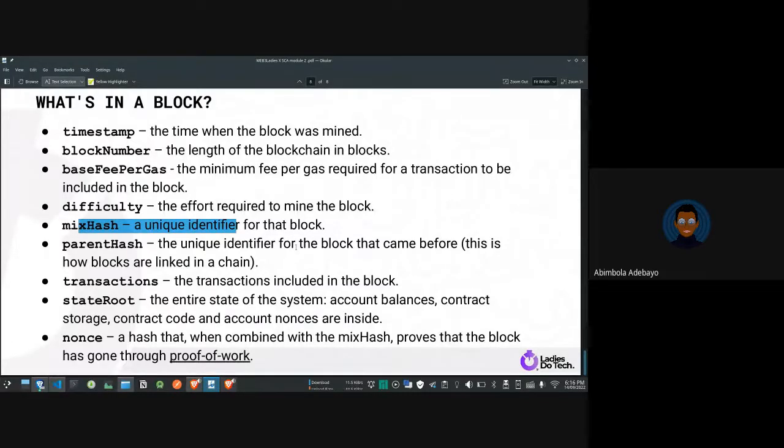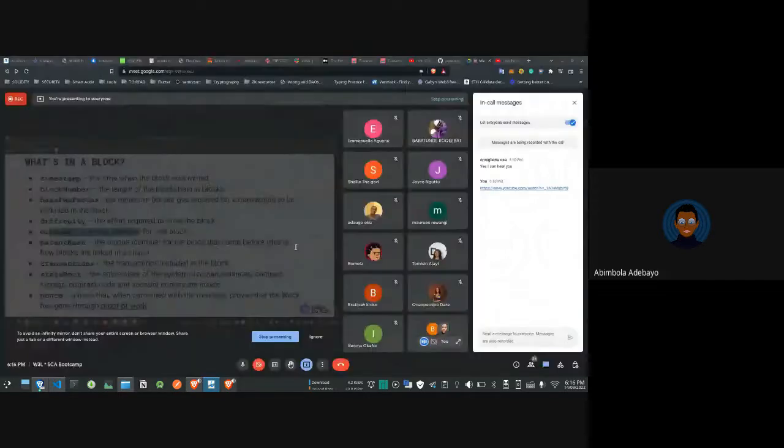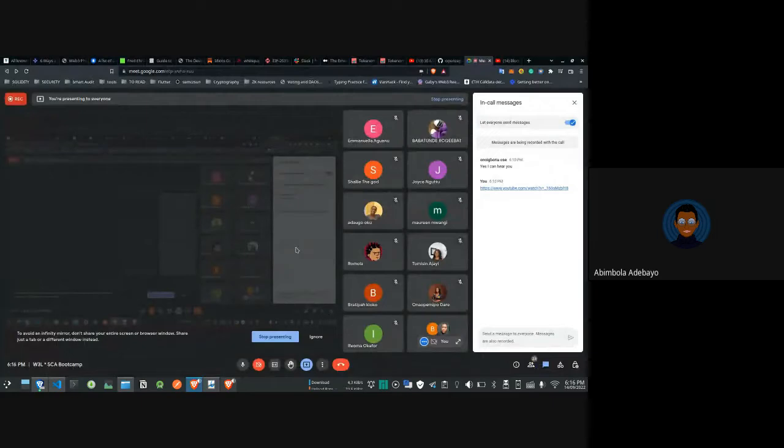So this hash is random. And so when you combine it together with the mix hash, you use it to solve the block difficulty. This is to ensure that that block has actually gone through proof of work consensus. So that's it. I am open to taking any question from now. You can ask your question on transactions, on blocks, everything that's not clear, you can ask them.